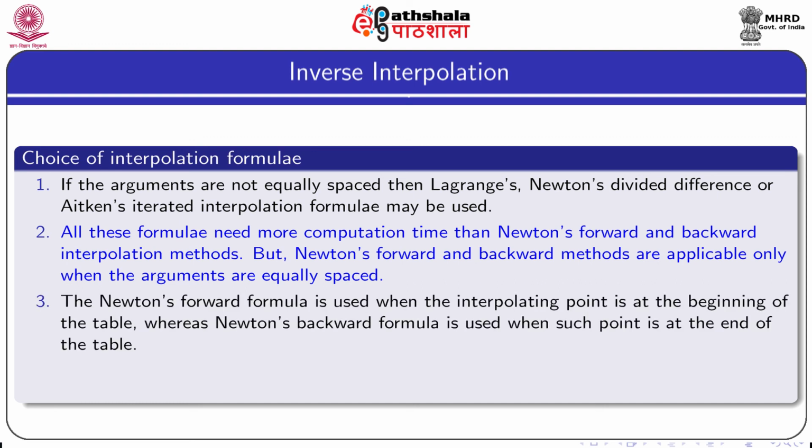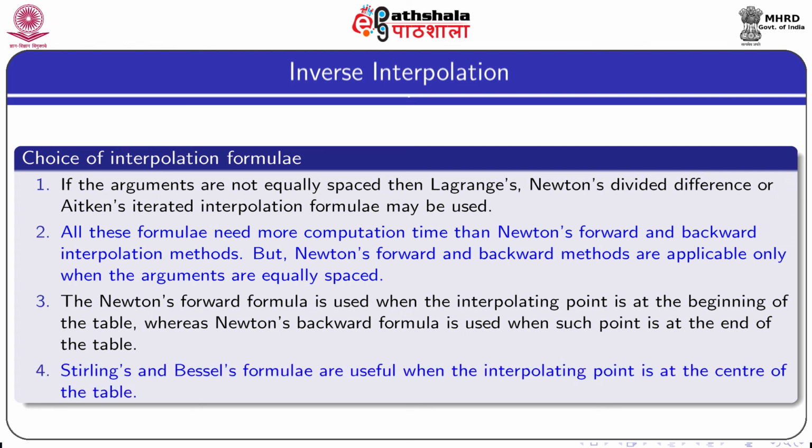Newton's forward formula is used when the interpolating point is at the beginning of the table, whereas Newton's backward formula is used when such a point is at the end of the table. Other interpolation formulas are also derived in previous modules. These are the Stirling and Bessel formulas, and these are called the central difference interpolation formulas, and these formulas are useful when the interpolating point is at the center of the table.